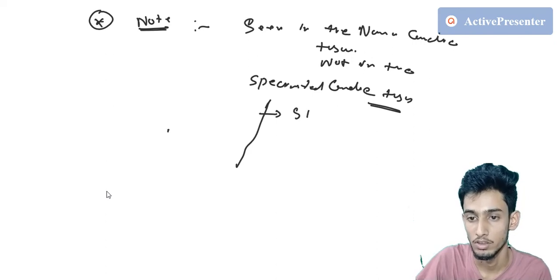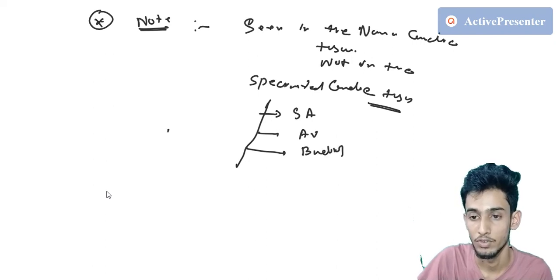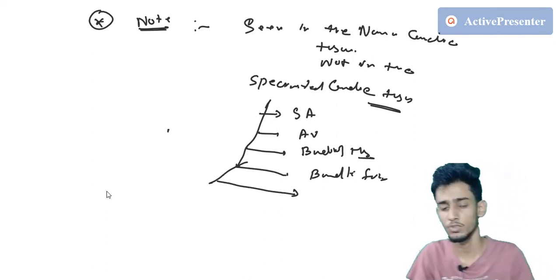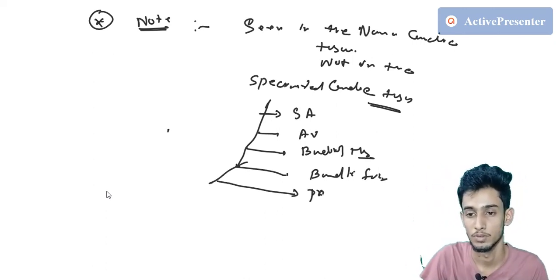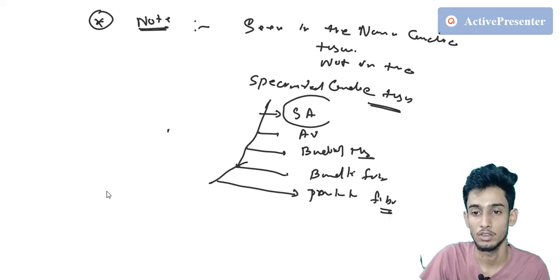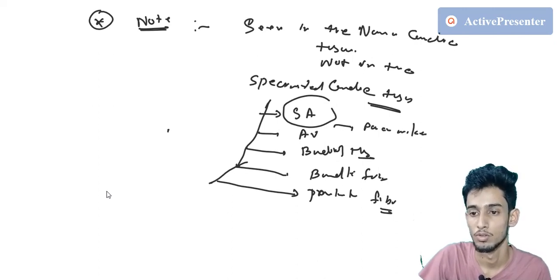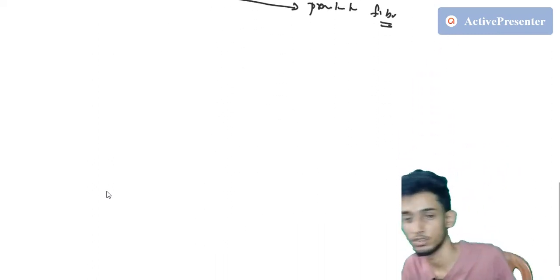One is the SA node, then comes the AV node, then the bundle of His, then the bundle fibers, then the Purkinje fibers. So everyone knows the SA node is the pacemaker of the cardiac tissue. Now let's see what happened in this.